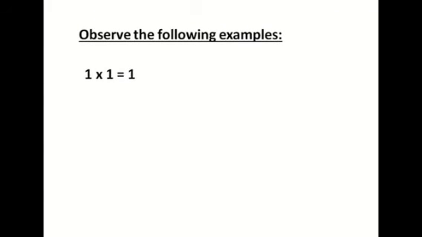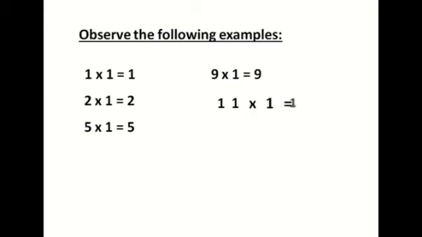Look at the examples here. I have taken 1 multiplied with 1, so the product is also 1. Now I have taken 2 multiplied with 1 and got the product as 2. Here 5 into 1, 5 has been multiplied with 1, you got the product as 5. One more example, 9 into 1 gave us the product as 9. I have taken 11, so 11 into 1 equals 11. One more, 95 multiplied with 1 gave the product 95.